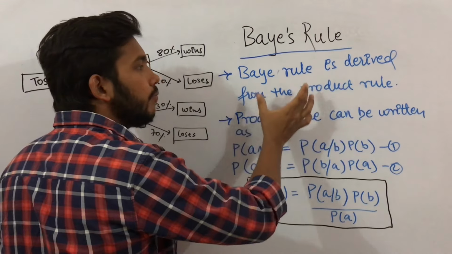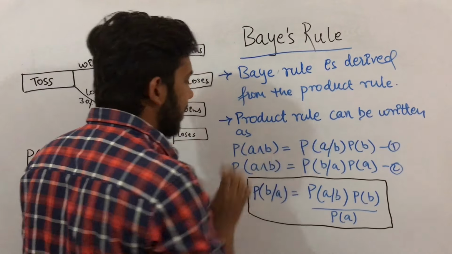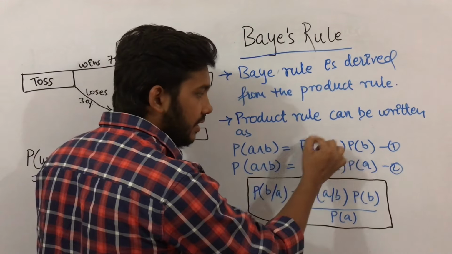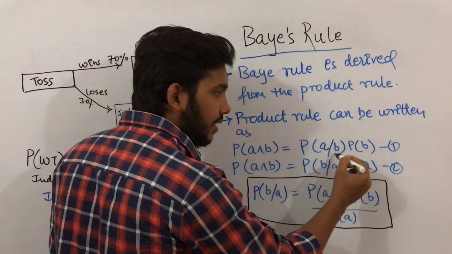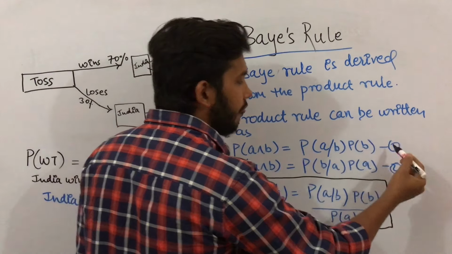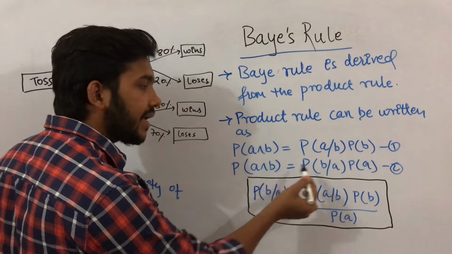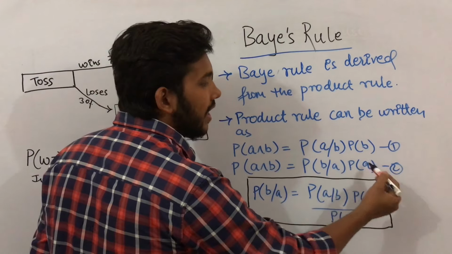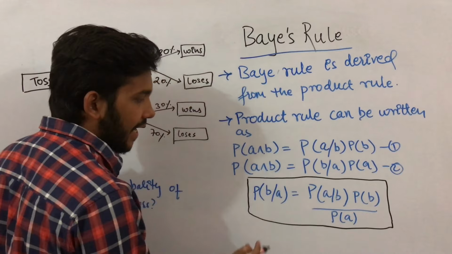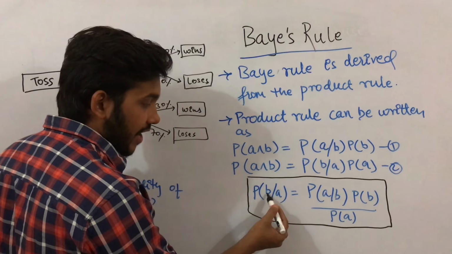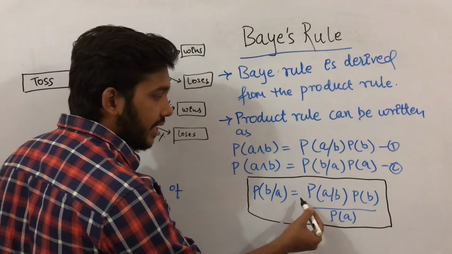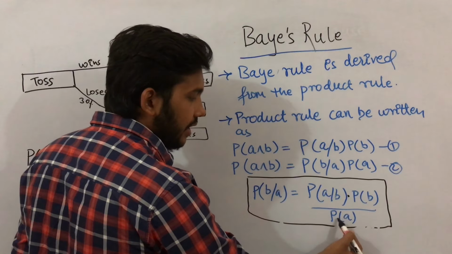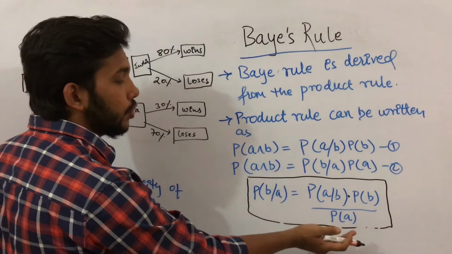Bayes rule is used when a condition is given which is based on another condition. Bayes rule is derived from the product rule. The product rule can be written as: probability of A and B equals probability of A given B times probability of B. Probability of A and B can also be written as probability of B given A times probability of A. Comparing these two equations, we get probability of B given A equals P(A|B) times P(B) over P(A). This is called Bayes theorem.